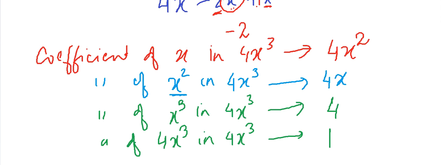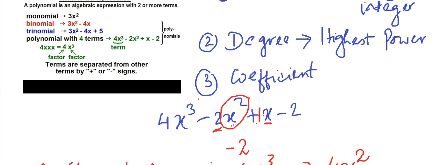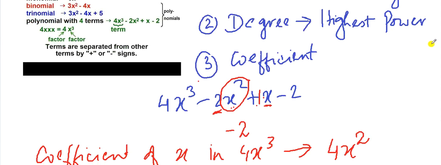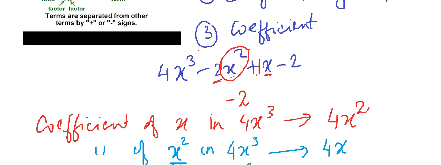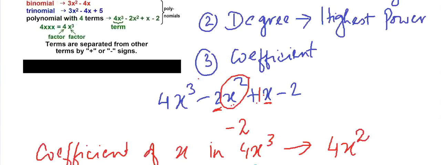So whenever you study about polynomials, these are the terms that you'll come across. First of all, the condition for any expression to be a polynomial is the power should be a non-negative integer. Secondly, degree of a polynomial is always the highest power. And thirdly, coefficient means the product of all the factors which when multiplied with that particular term give you the complete term. So watch my next video where I am explaining the division of polynomials.